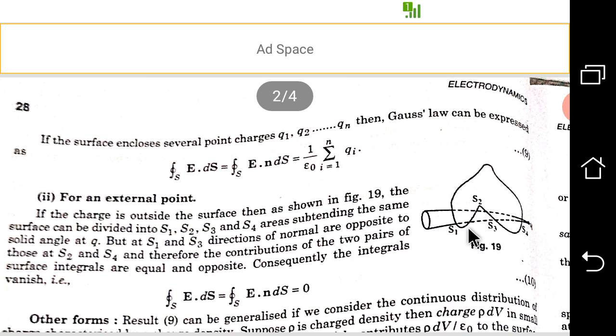But at S1 and S3, the directions of the normals are opposite to those at S2 and S4. Therefore, the contributions of the two pairs of surface integrals are equal and opposite. Consequently, the integral vanishes, that is, the surface integral of E dot n into ds is equal to 0.